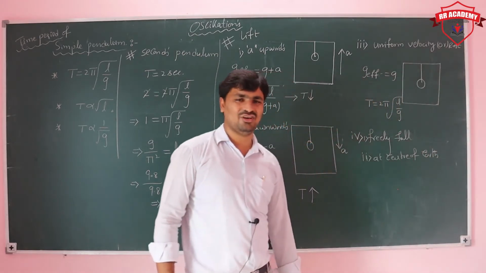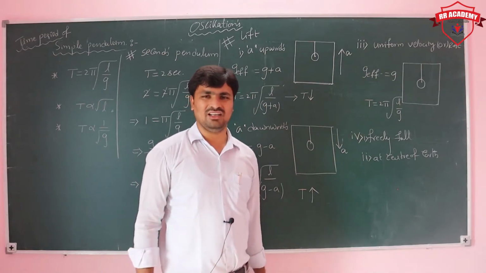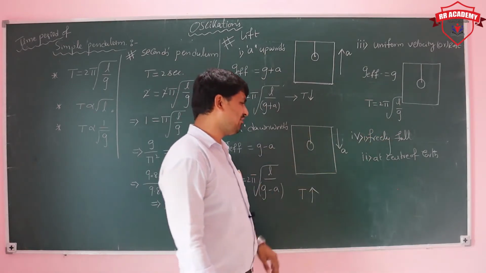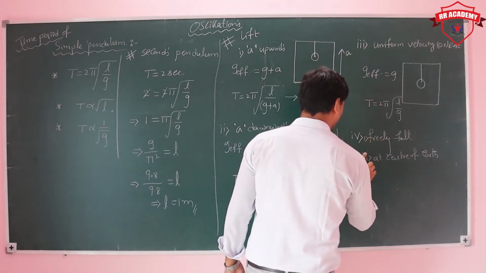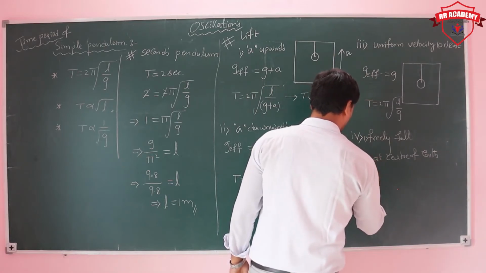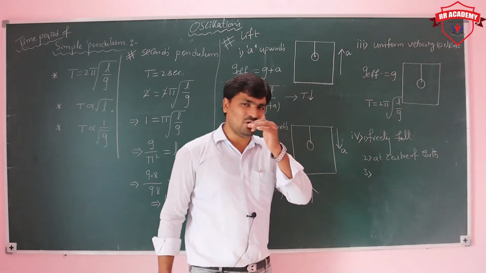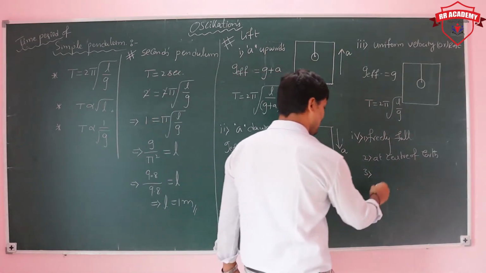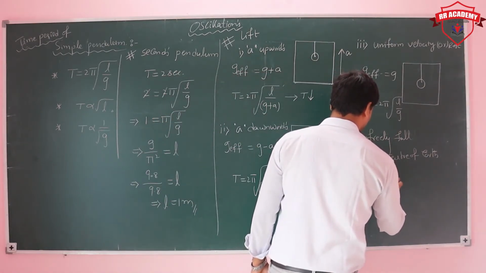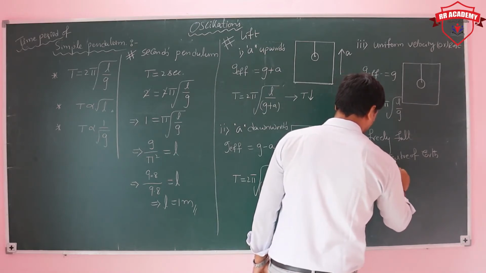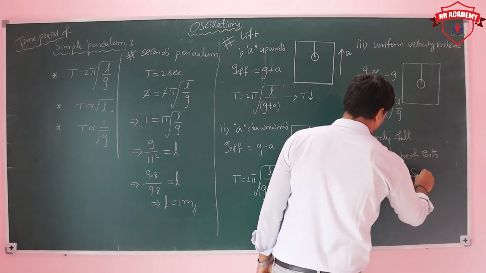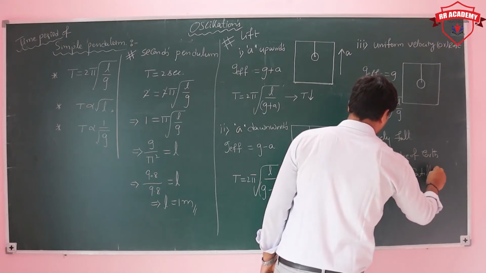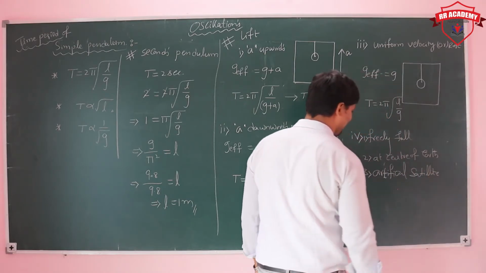Pendulum at the center of earth, or else freely falling if the pendulum is in the freely falling lift. Or else in one more case, if the pendulum is in an artificial satellite. So what happened when it is in an artificial satellite?